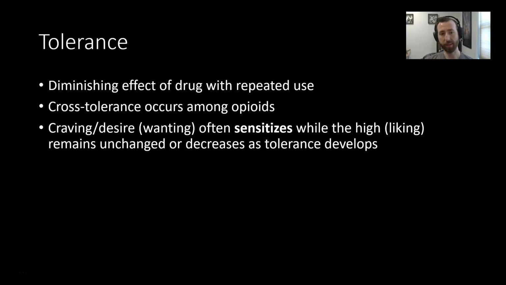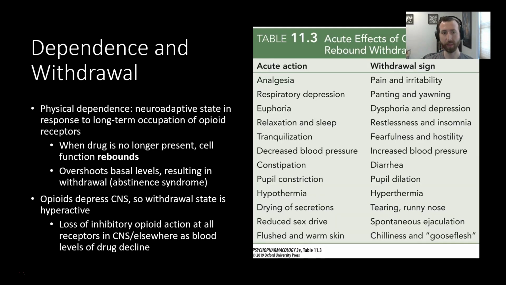What we see is often the sensitization of craving or desire, the wanting component of drug use. So that becomes stronger with repeated uses, while the high, the subjective euphoric liking portion of the drug using experience, remains unchanged or decreases as tolerance develops. So while a user might not like the drug as much after repeated uses, their craving and desire to use can sensitize and increase over time.